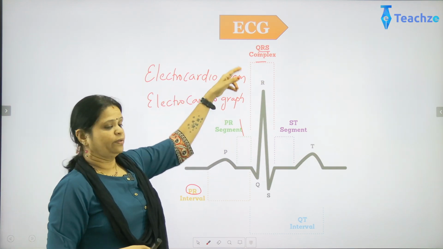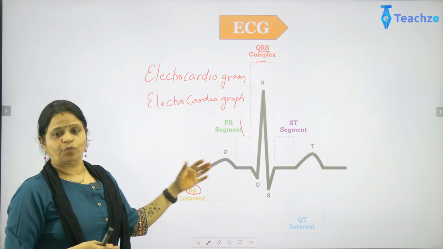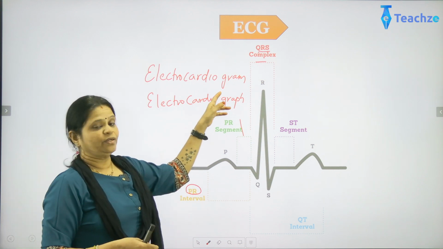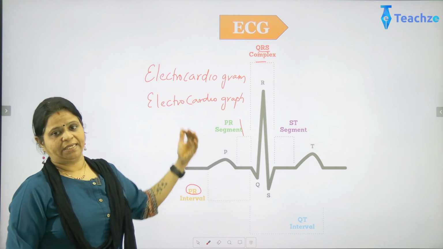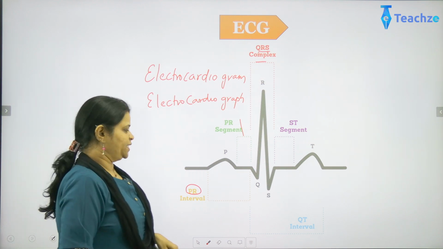Now electrocardiogram is the graph that we are getting, and electrocardiograph is the name of the instrument, so please don't confuse them. So this is about ECG.